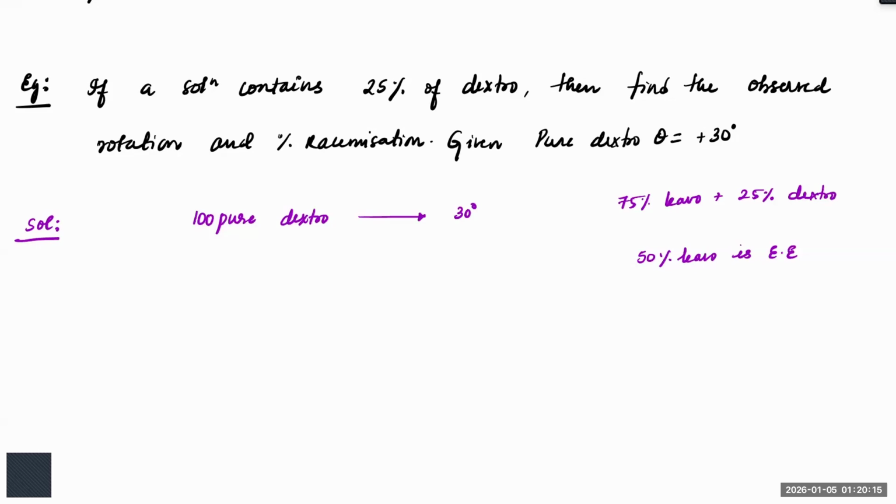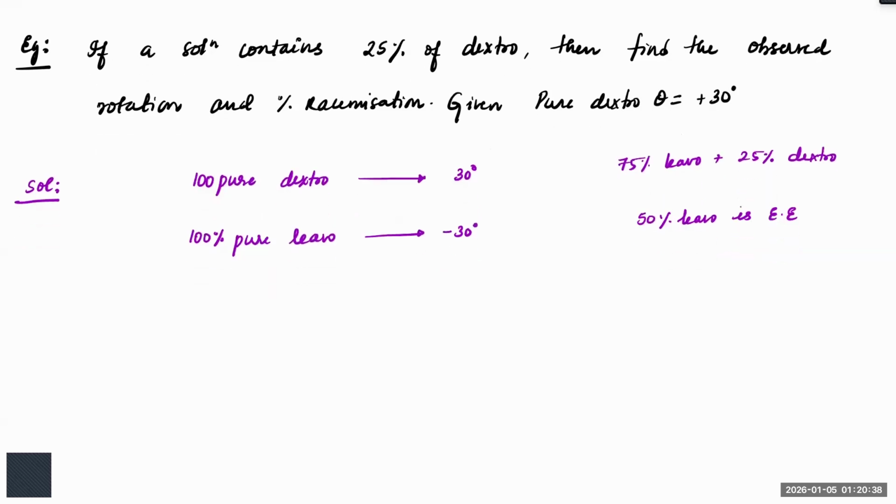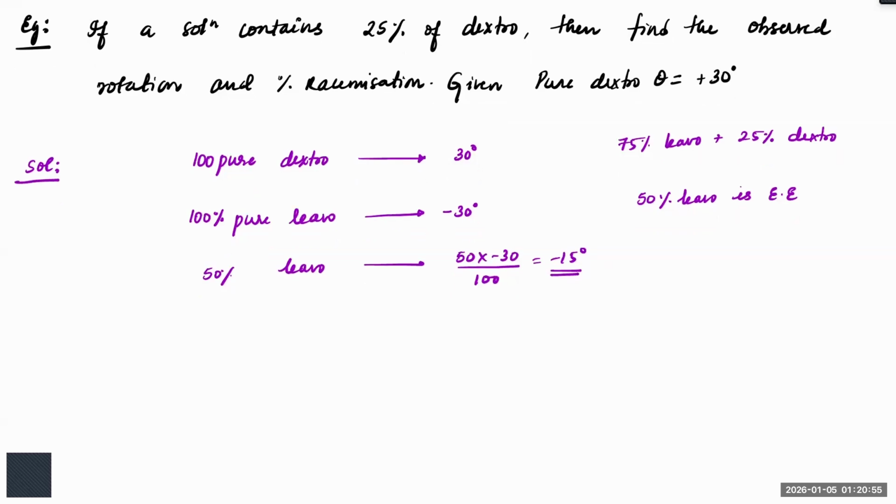50% of levo is the enantiomeric excess. Okay. And you know that if 100% dextro is 30 degrees, then 100% pure levo, 100% levo will be minus 30 degrees. Okay. So if 100% levo is minus 30 degrees, in that case, 50% of levo will give you how much angle? That will be equal to 50 into minus 30 divided by 100, which makes it minus 15 degrees. So we should get minus 15 degrees as the observed rotation.